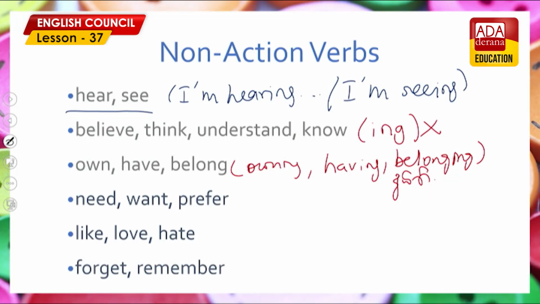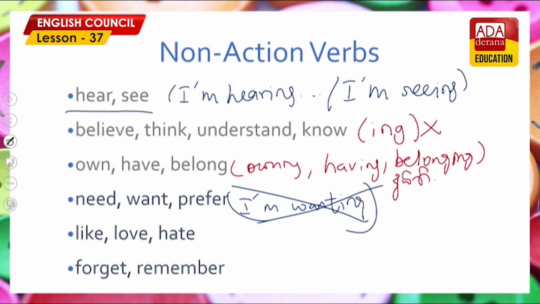Similarly, look at the screen. Need, want, prefer. If you need something, you don't say I'm wanting ice cream. No, you don't say I am wanting. Now I'm revising what we covered earlier. Right? You just say I want. That's it. I want, I need, I prefer. I want an ice cream. Like, love, hate.